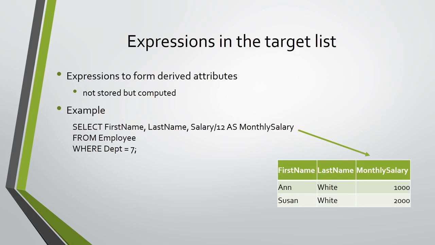SQL allows us to use expressions in the target list, in order to get derived attributes in the result. Derived attributes are attributes that are not stored in the database, but their value is computed from other attributes and values. For example, we can use a division by 12 to get the monthly salary of the employees. The query select first name, last name, salary divided by 12 as monthly salary from employee where department equals 7, results in a table with the monthly salary for the selected employees.